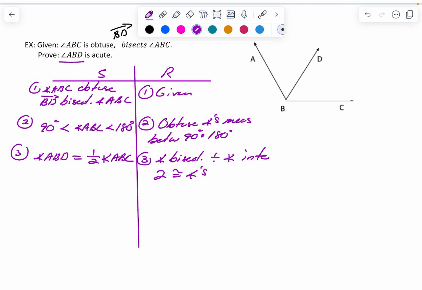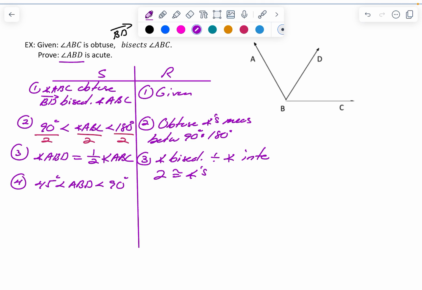And so now we can take the statements from 2 and 3. In other words, if we divide everything from 2 in half, that would mean that angle ABD would have to be in between 45 and 90 degrees. So what we basically did was we said, I'm going to divide everything in half, right? Because half of ABC is equal to ABD. So that means that ABD is in between 45 and 90.